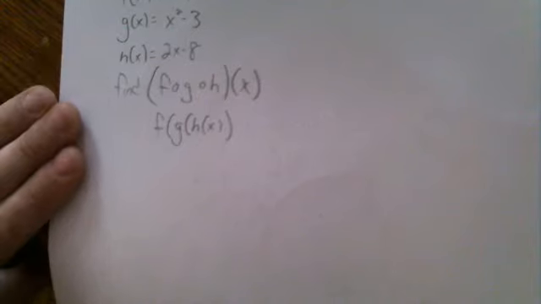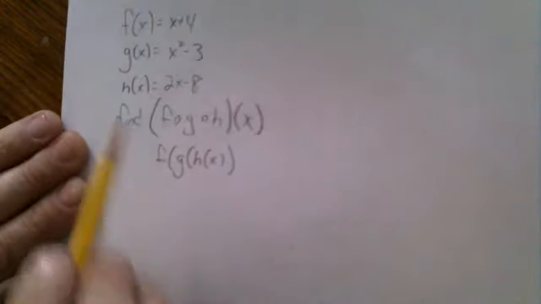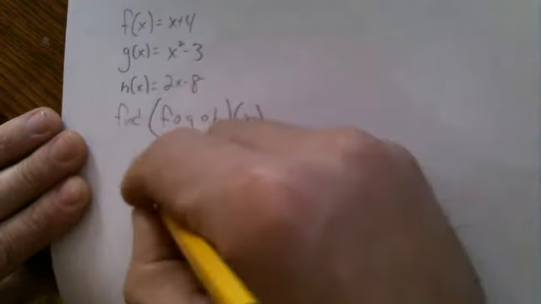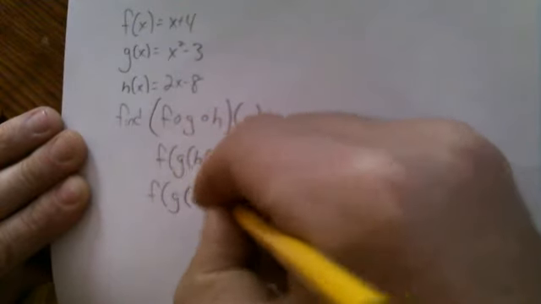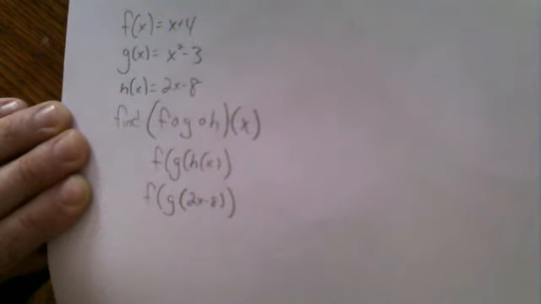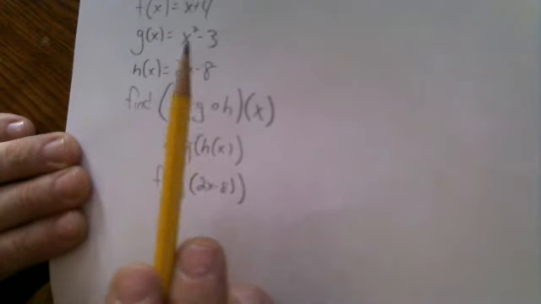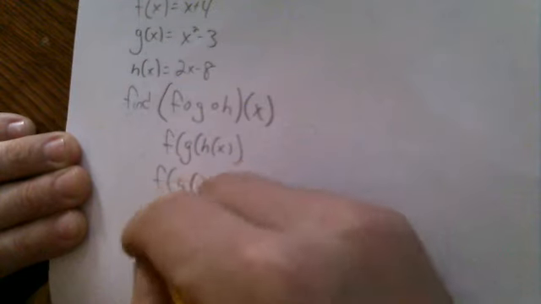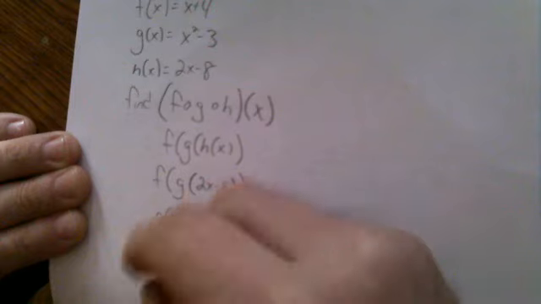So let's plug h into g. So I know what h is equal to. It's 2x minus 8. So h of x is 2x minus 8. f of g of 2x minus 8. Well, let's figure out what g of 2x minus 8 is by rewriting the rule for g with an open set of parentheses instead of x.